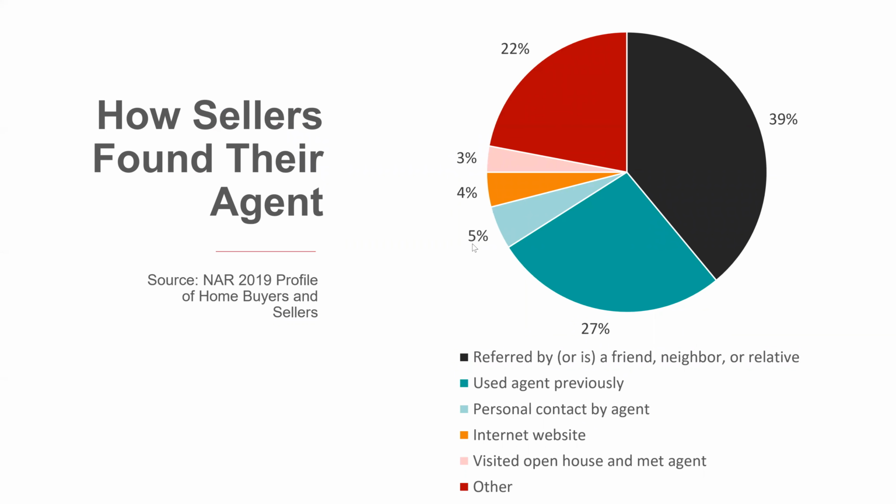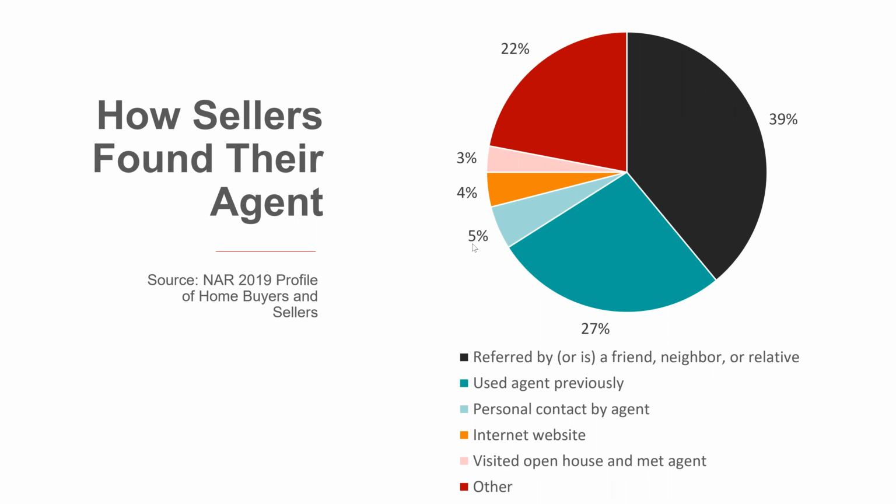What do you guys think about this chart here? How sellers found their agent? Right. According to the NAR research, 39% of sellers either knew their listing agent or were referred to their listing agent by a friend, neighbor, or relative. That's the highest percentage by far of source for listing appointments.